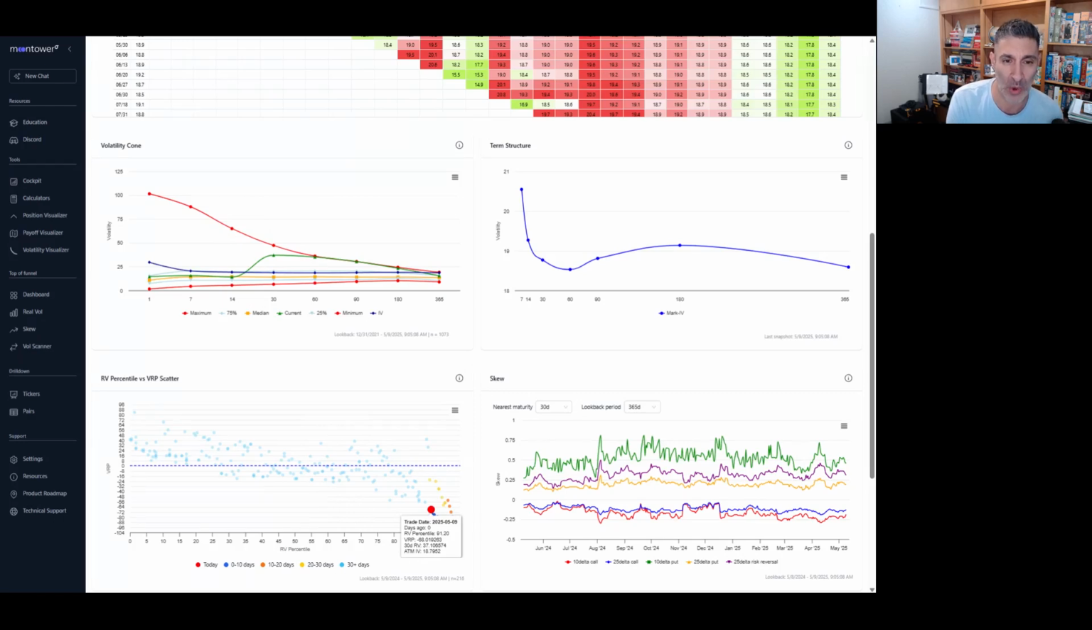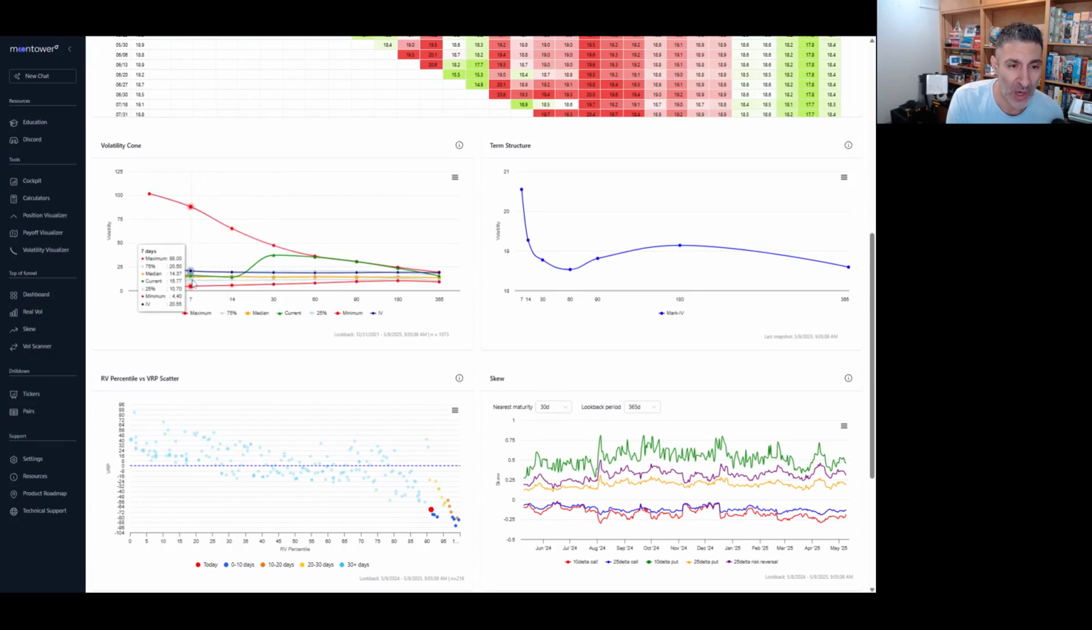those implied vols look really, really cheap. And that's kind of what this is saying here. This is looking at your VRP and it's saying, hey, your 30-day realized is 37. Your at-the-money vol is just around 19. This is a really negative VRP.